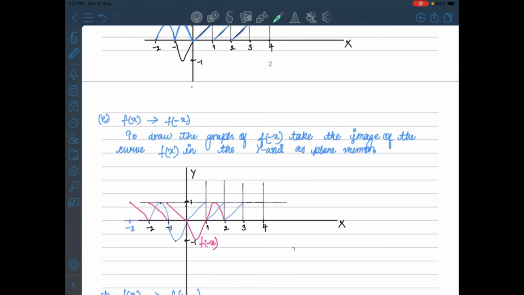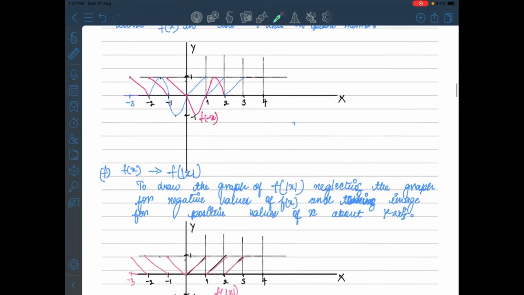Now you see what has happened. Basically, I have to take the mirror image with respect to the y-axis. So whatever is here will be flipped here, and whatever is here will be flipped to the other side. Earlier this was the graph on this side. Now when you take the mirror image, it will become like this, and all these three lines will be going over there. So this pink color is the graph of f of minus x.